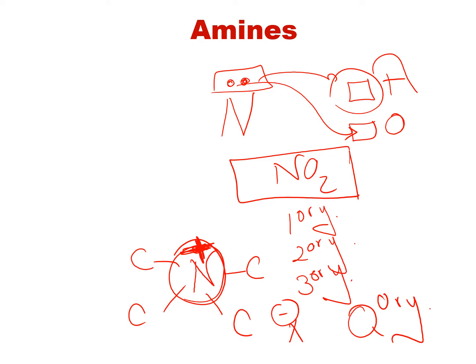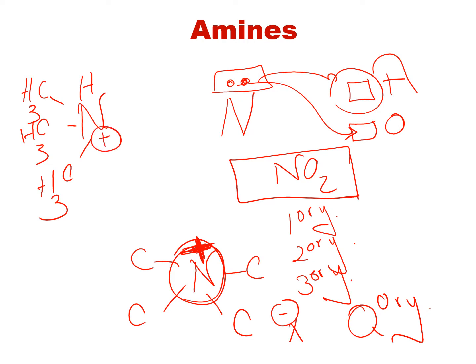Let's just take one example. If we have a nitrogen attached to methyl groups and a hydrogen, and thus carrying a positive charge, and a halide is present as a counter ion. What is the classification of this amine? Is it a primary, a secondary, or tertiary, or quaternary?